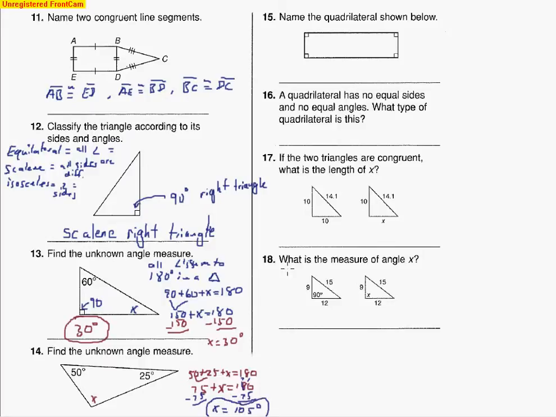Right, well, let's take a look at the next one. Name the quadrilateral shown below. Remember, there's different types of quadrilaterals. We had parallelograms, which this one is. This one is a parallelogram.